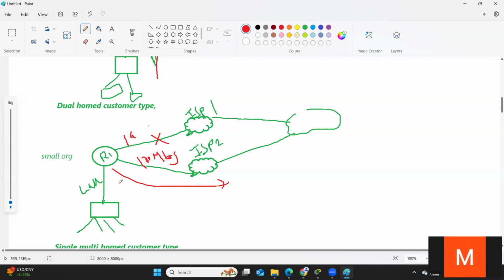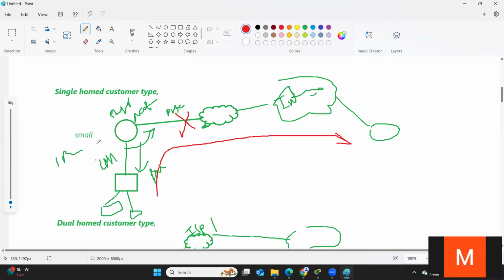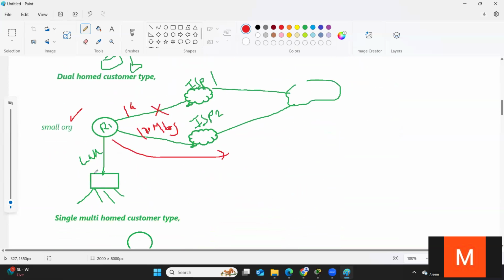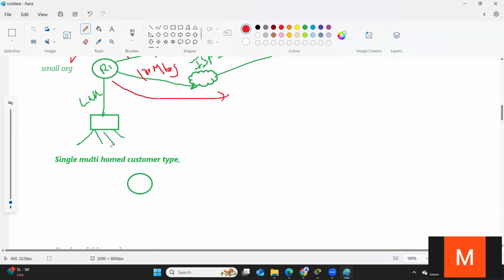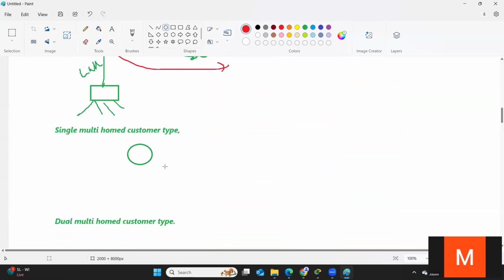So the LAN user will not lose internet connectivity, and they can easily communicate. Small organizations mostly use this kind of network type, this kind of customer type. But if there is a big organization, how will they do it?